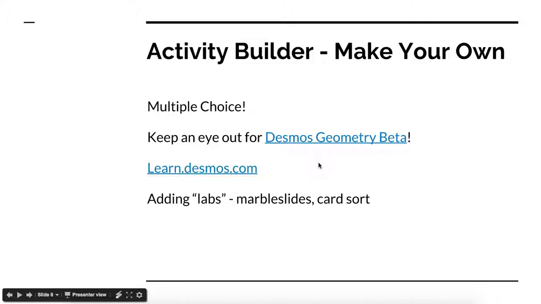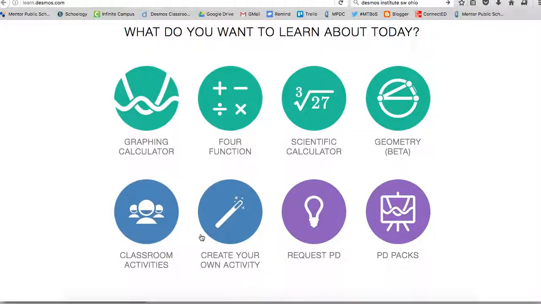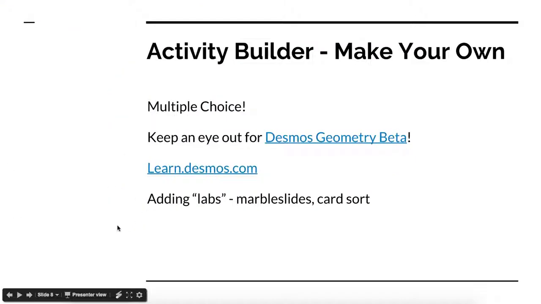And if you're looking for more help on how to create things in Desmos, they have a site that is learn.desmos.com. So here's a link to just some information about your geometry beta, creating your own activity, professional development for your school. If you're a teacher at your school that is interested in this and you just don't have access to a lot of PD on it already, there's some pre-made PD packs, or you can request PD from Desmos.